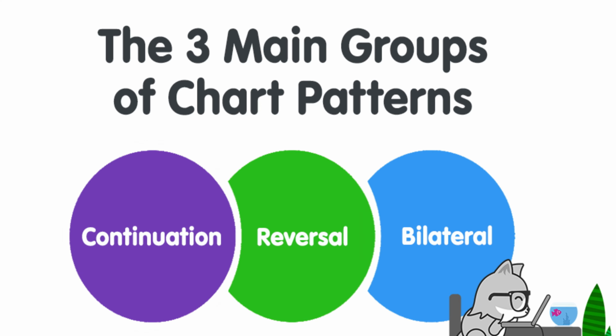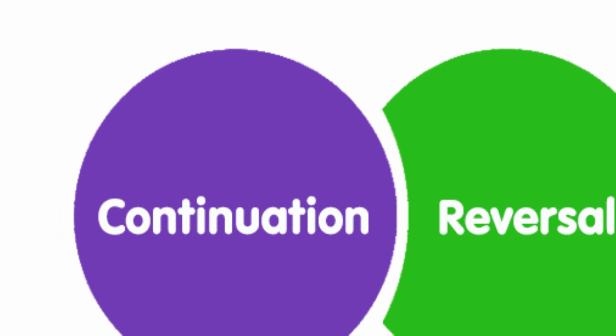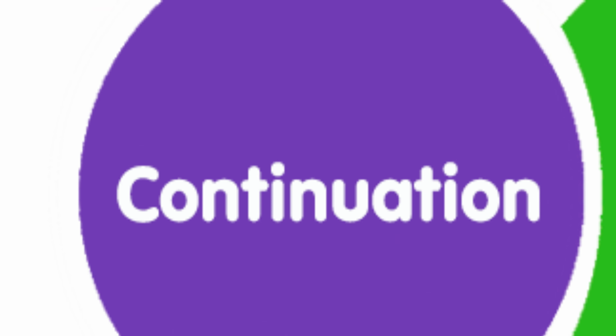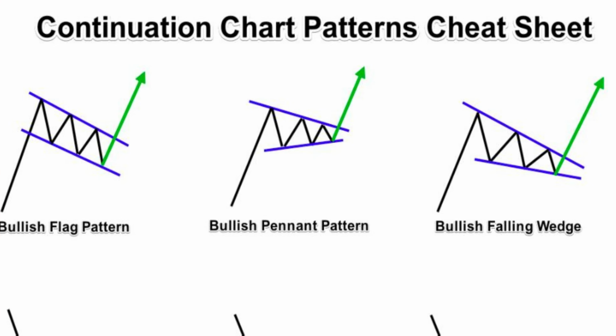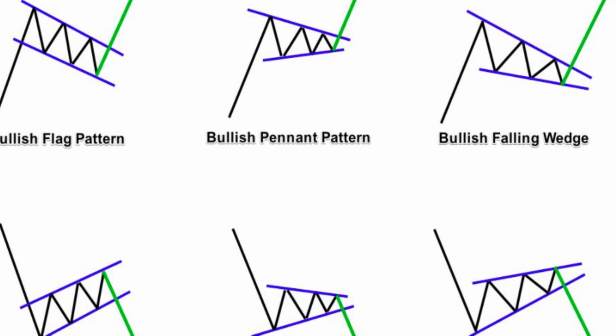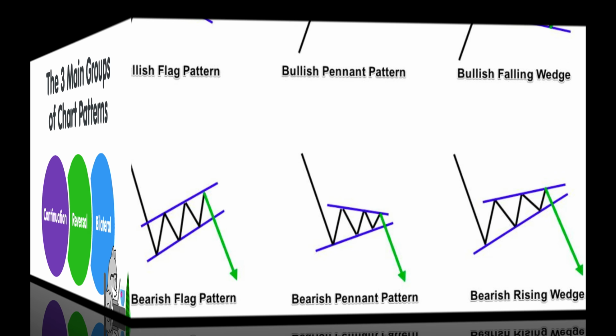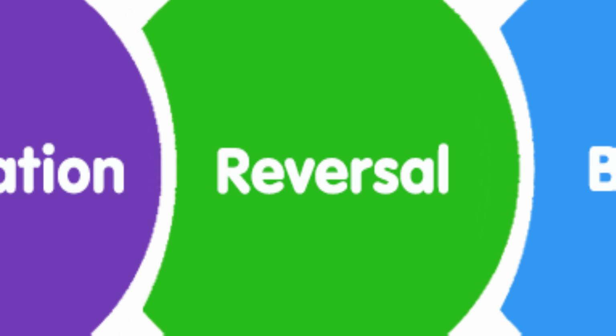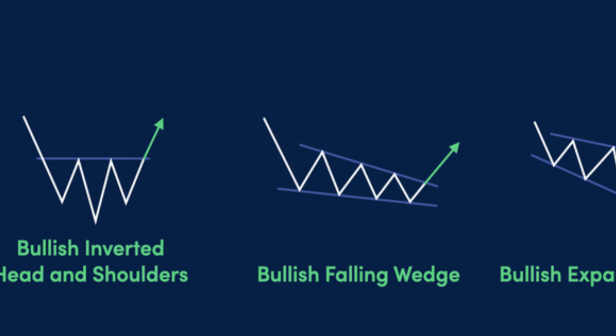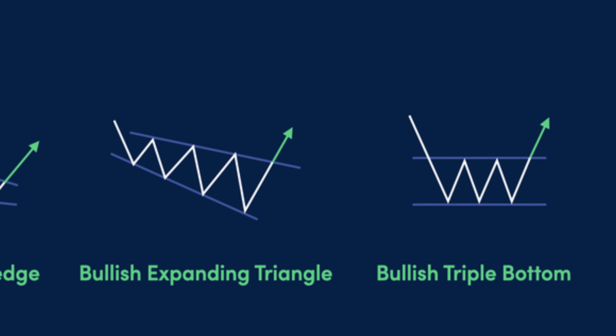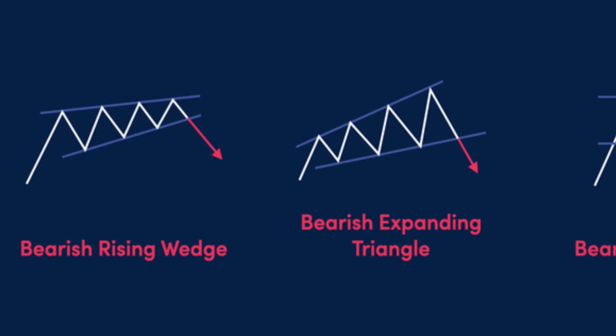happen next. There are three main types of chart patterns. 1. Continuation patterns. These suggest that the current trend will likely continue. So if the market is going up and you see a continuation pattern, it's probably going to keep rising. Same if it's going down. Second, reversal patterns. These indicate that the current trend might reverse. If prices have been going up for a while and a reversal pattern appears, it might be time to expect a drop, and vice versa.